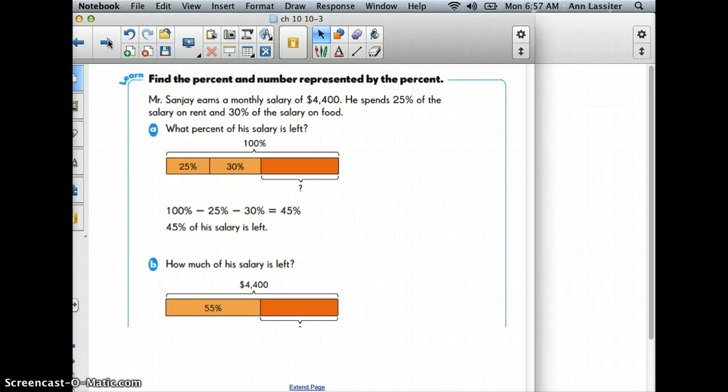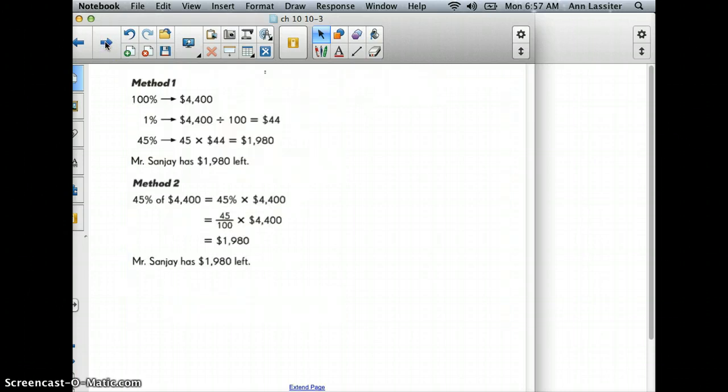So there are several different techniques you could do. I'm going to walk you through their 2 techniques, and then I'm going to explain one more. So again, 100% of his salary is all of it, $4,400. 1%, so you divide by 100, you get $44. So 45% would be 45 times 44, which is 1,980. So that's the money he has left after he's bought his food and paid his rent. Another is to translate it again into an equation and sequence of steps that we know how to perform. 45% times 4,400, which is 45 over 100 times 4,400, which again is 1,980.